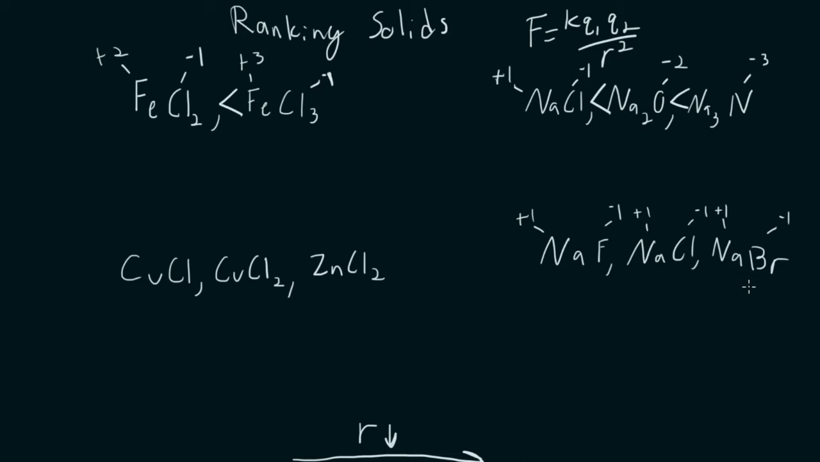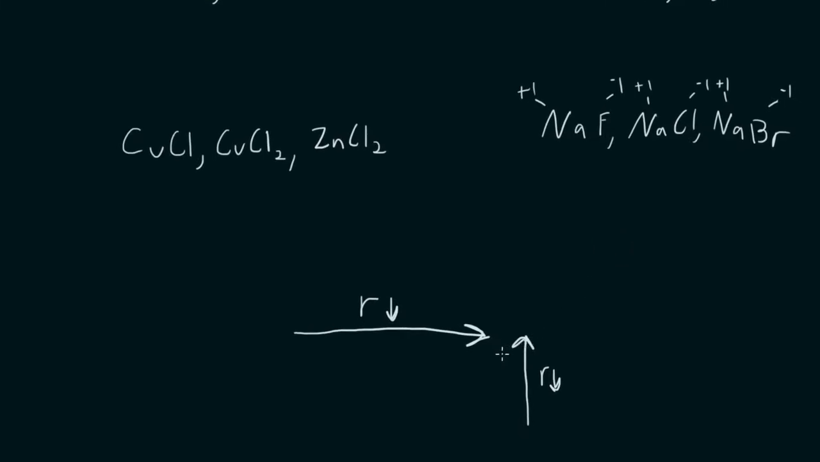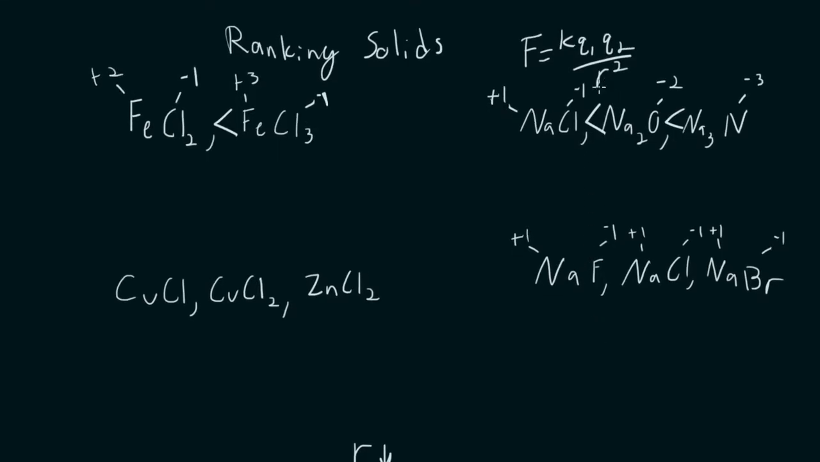Well, for these guys, it's going to be the ionic radius. If we remember our trend, fluorine, chlorine, bromine are all going to be right at the edge of the periodic table, each one progressively bigger as we go down. So the smaller the radius, the bigger the force. Remember, the smaller the radius, the bigger the force. So that means NaF is actually going to be the greatest force, followed by NaCl, followed by NaBr.